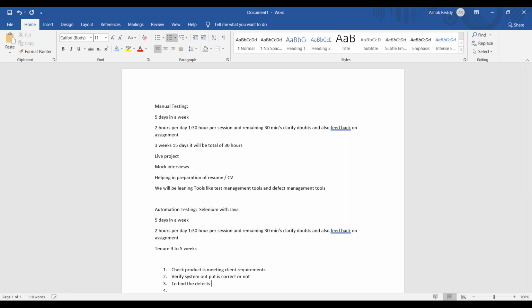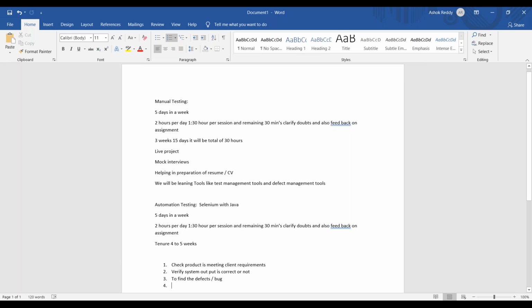There is in fact a difference between defect and bug, that we will discuss in the coming sessions. There is a difference between defect and bug theoretically. For now, you can consider defect and bug as the same thing, just to not confuse you on the day one session by talking too much on defect and bug. To find the defect or bug, what do you mean by a defect or a bug?